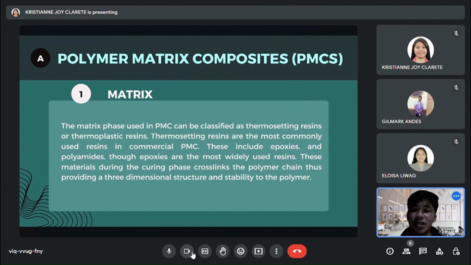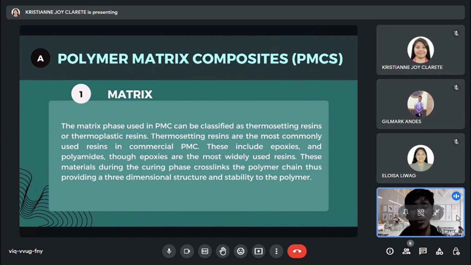So the matrix phase used in PMC can be classified as thermosetting resins or thermoplastic resins. Thermosetting resins are the most commonly used resins in the commercial PMCs, which I already mentioned in my explanation earlier. This includes epoxies and polyamides, though epoxies are the most widely used resins. These materials, during the curing phase, cross-link the polymer chains, thus providing three-dimensional structure and stability to the polymers.